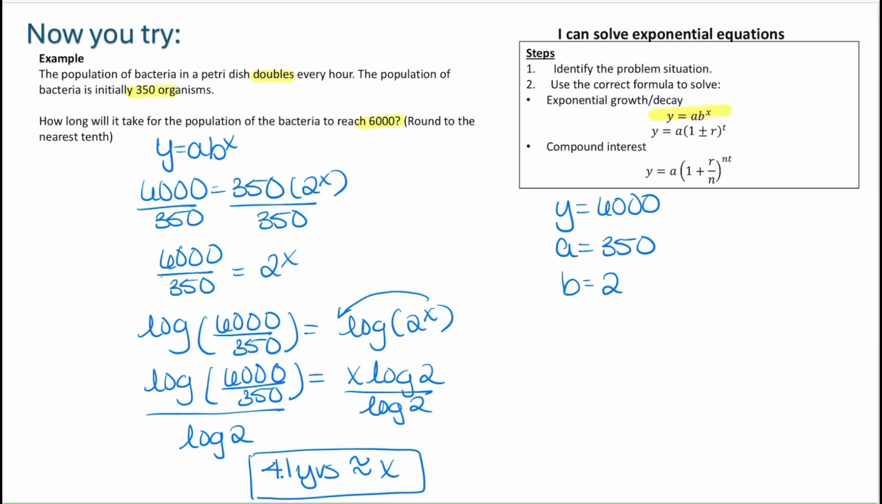When we set up our equation, we have 6,000 equals 350 times 2 to the x. To isolate the exponential term, we divide both sides by 350. And then we take the log of both sides. So we have the log of 6,000 over 350 equals the log of 2 to the x. We bring down the x in front. And so that gives us the log of 6,000 over 350 equals x log 2. Then we divide both sides by the log of 2 in order to isolate x.